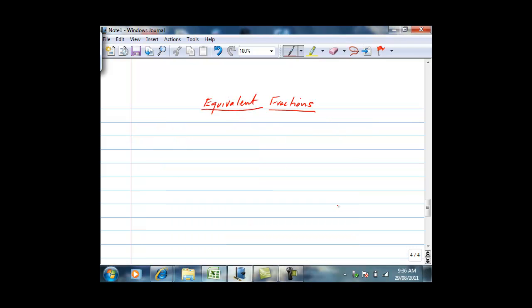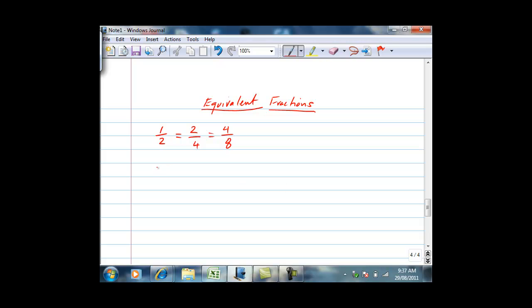Now we'll have a look at equivalent fractions. What are equivalent fractions? Well, here, let's have a look at an example. Half is same as 2/4, which is same as 4/8. So you probably would be familiar with these kind of examples. So equivalent fractions have the same value.